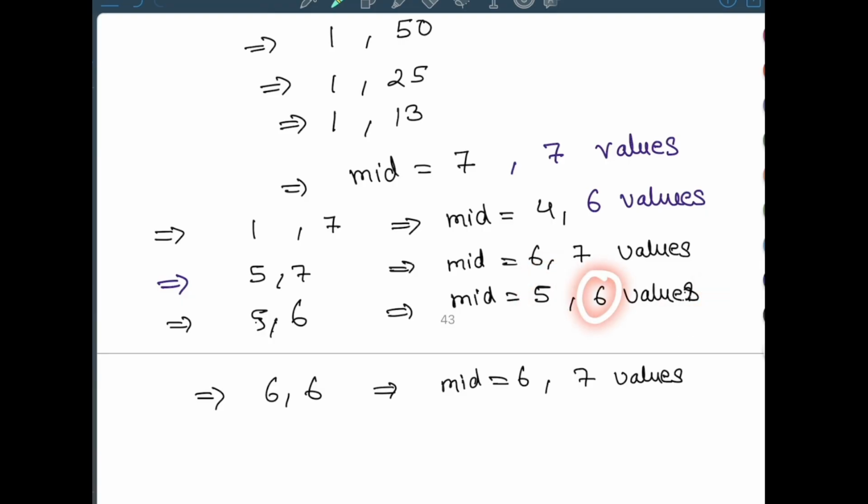This 6 is less than k. Let's increase the search space. This 5 will become 6 here. The left will be 6 now. The right will be 6. The mid is 6. The number of values we got is 7.